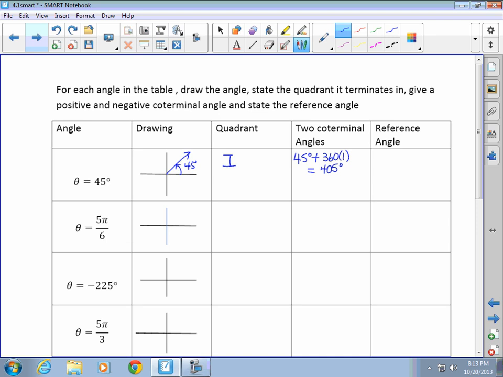Second simplest one to do is just to go 45 degrees adding your 360, but going in a negative rotation 1 time, so negative 1. So that's just the same as saying 45 degrees minus 360 degrees. So that's negative 315 degrees. Your reference angle then is the angle that you have used in order to do your comparison. So in this case, your reference angle is going to be 45 degrees.